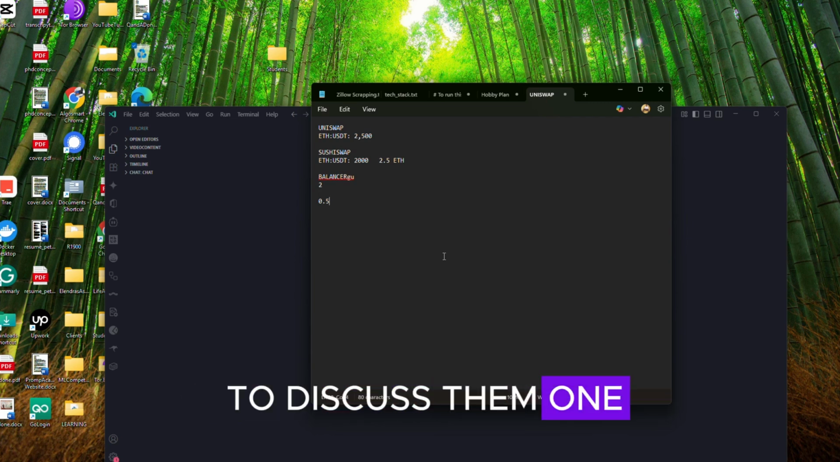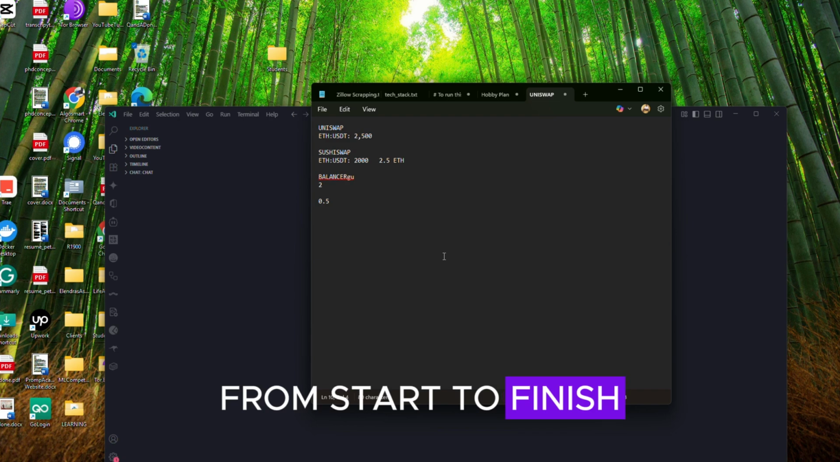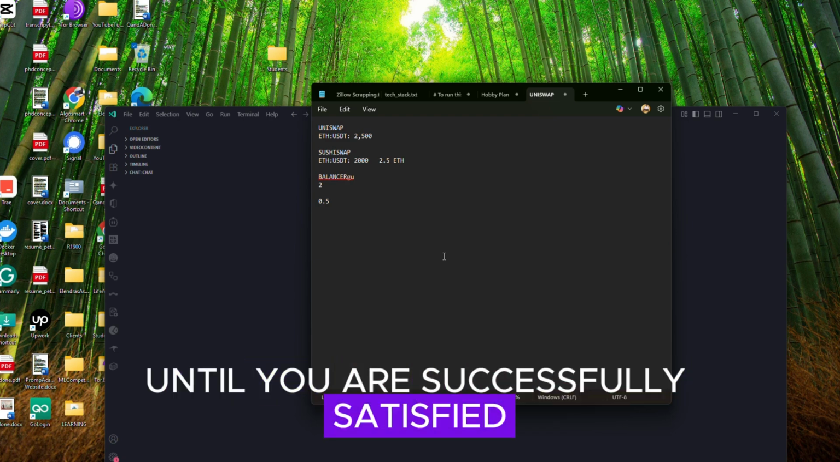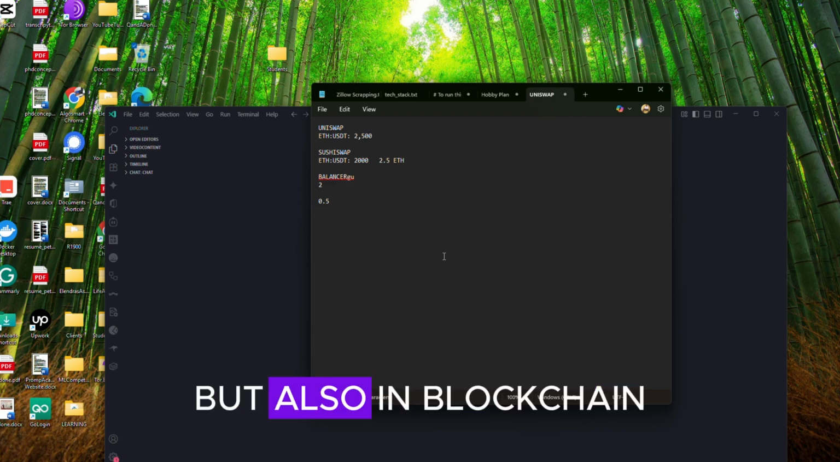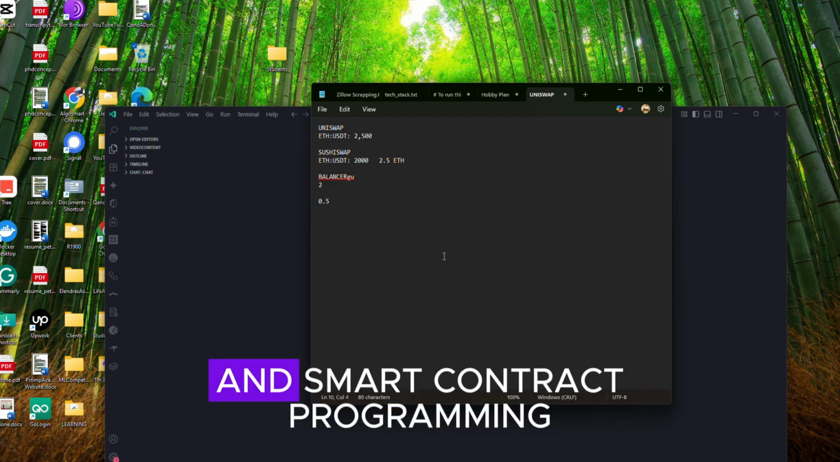So guys, that is everything you need to know about flash loans in 2025, and we are going to discuss them one by one from start to finish until you are fully satisfied that you are a master not just in flash loan arbitrage, but also in blockchain and smart contract programming.